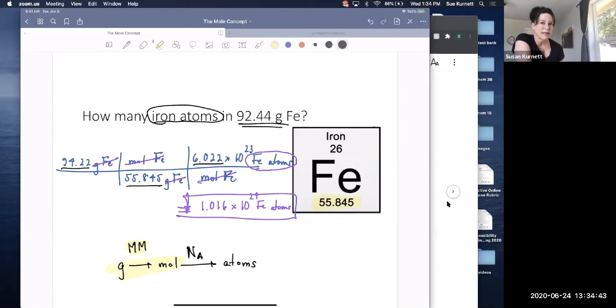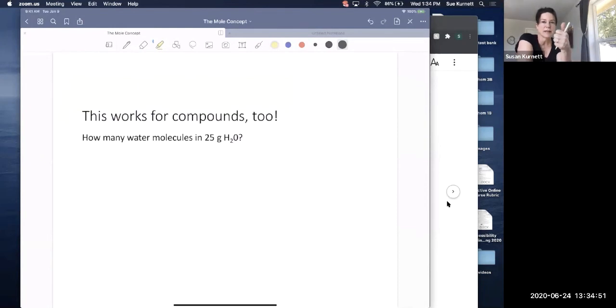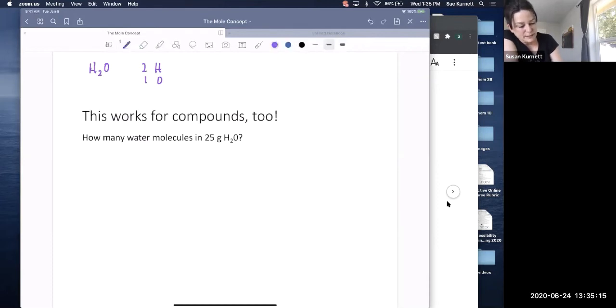But if we have a compound, we could just add molar masses together to come up with the molar mass of a compound. It's like building a bike. If I know the mass of the frame and the handlebars, the seat, and 2 tires, I just add them all together, that's the mass of the bike. So that works here for compounds. For water, H2O, we have 2 hydrogens and 1 oxygen. So if I was trying to find how many grams in a mole, I would say 2 moles of hydrogen times the molar mass I find on the periodic table.